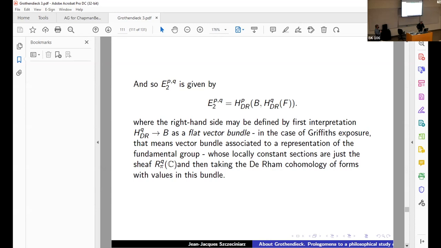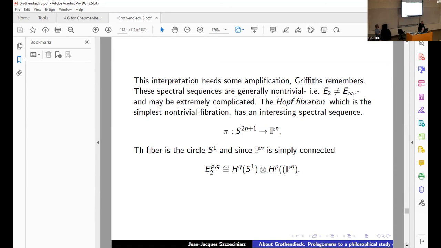For example, E2^{p,q} is H^p(B, H^q_dR(F)), where the right-hand side might be defined by first interpreting H^q as a flat vector bundle. In the case of Leray's theorem, that means a vector bundle associated to a representation of the fundamental group, whose locally constant sections are just the sheaf R^q f_* C, and then taking the de Rham cohomology of all these bundles. So we can do the same with the Leray fibration, and we have this expression.